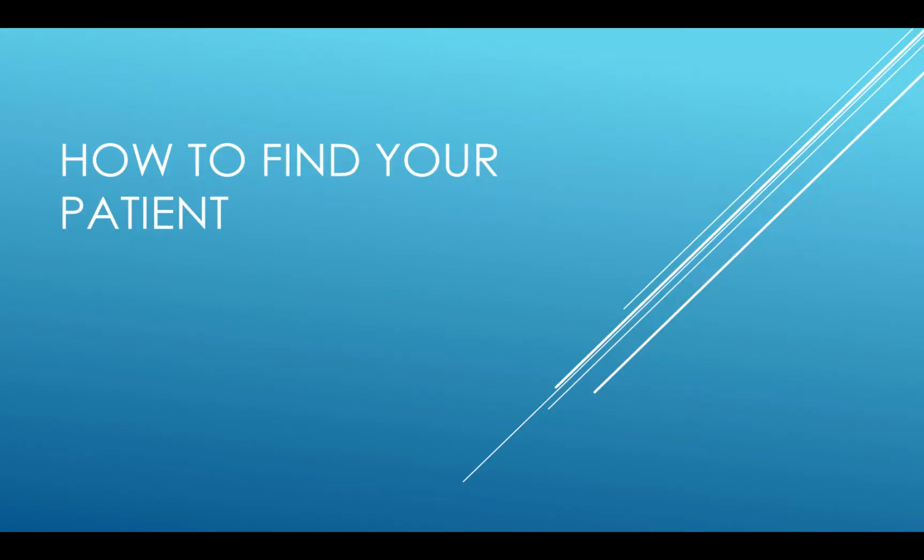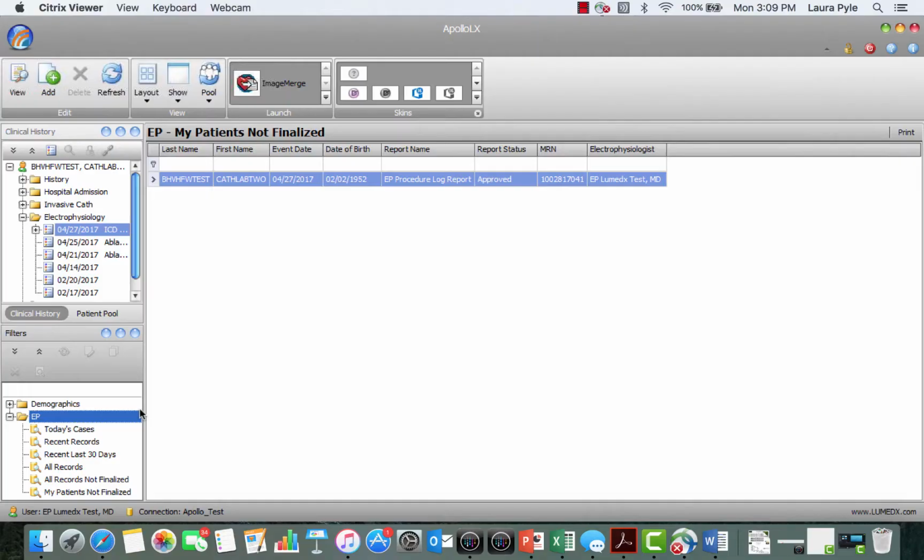How to find your patient. Once you are logged into Apollo LX, go to the EP module under the Filters pane. Click on the My Patients Not Finalized filter. This list will show you all patients where you have been assigned as the electrophysiologist.